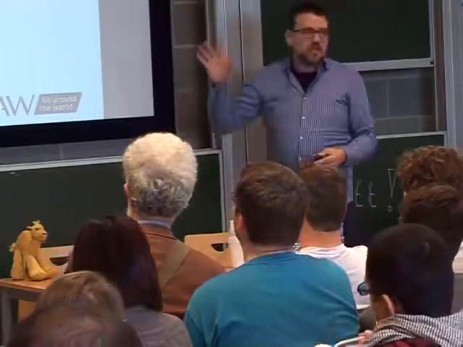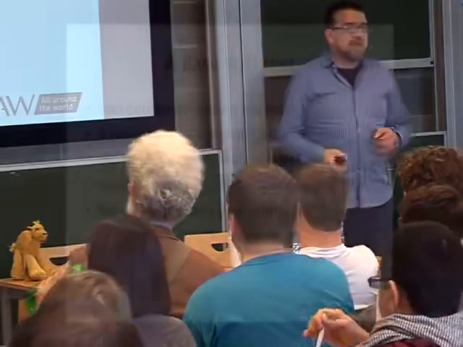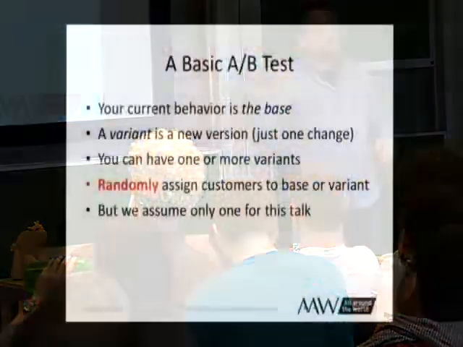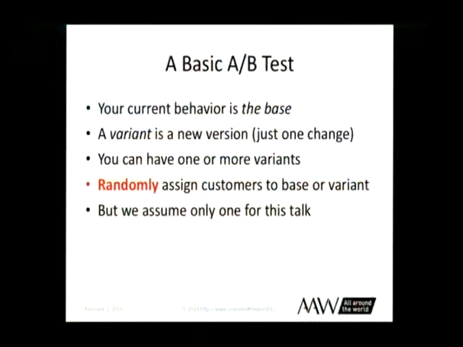So a basic A/B test works kind of like this. I'm going to skip a lot of the details because I want to move ahead to the further stuff. Basically, your current behavior is what we tend to call the base. And then you have some new behavior you're going to try out that we call a variant. You can have one or more variants in an experiment, but for the purposes of this, we're just going to have one variant. It'll make things a lot simpler as we move along here. And you randomly assign customers to either the base, your original behavior, or the variant, the new behavior.